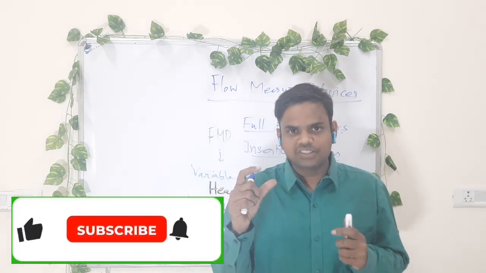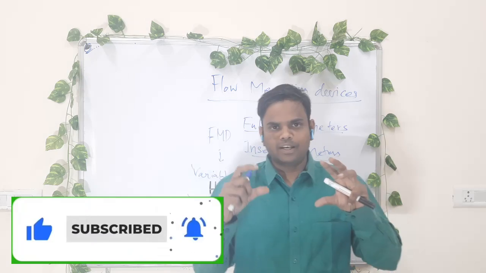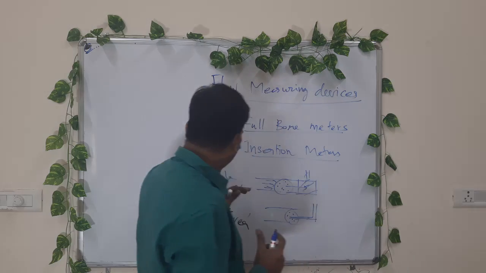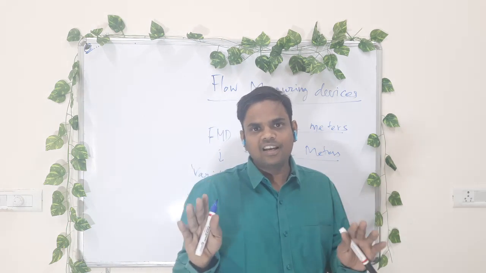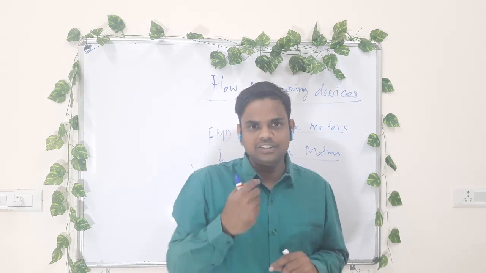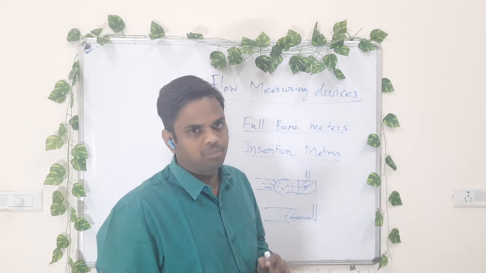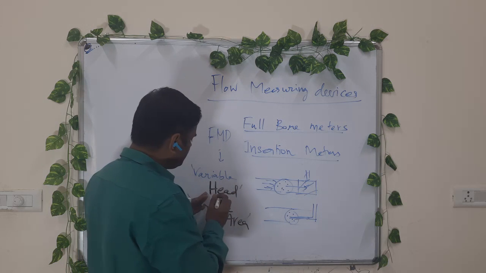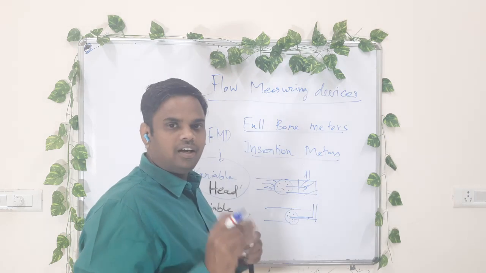It means that the cross-section area of this device, in comparison to the pipeline, will stay constant. The area is constant, hence when there is a change in the volumetric flow rate, there will be a change in the pressure drop. So the pressure drop will be measured. Such devices, where the pressure head changes, are called variable head meters.